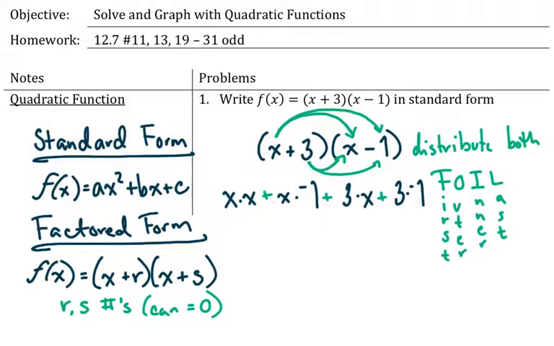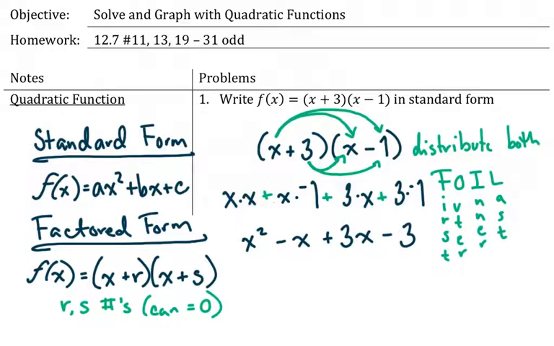So x times x, we're going to write as x squared, that's how we know it's quadratic, plus x times -1, which will simplify as -x, plus 3 times x, 3x, plus 3 times -1, which is -3.